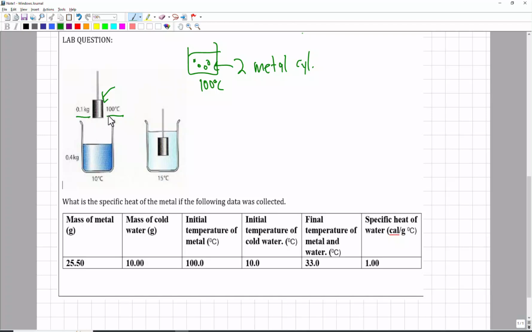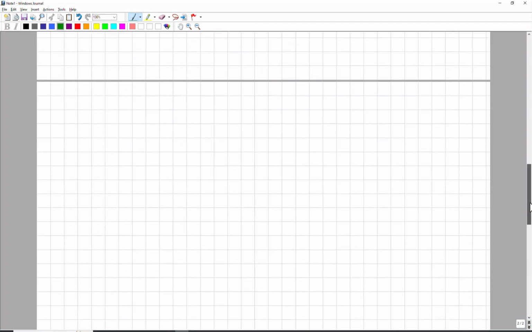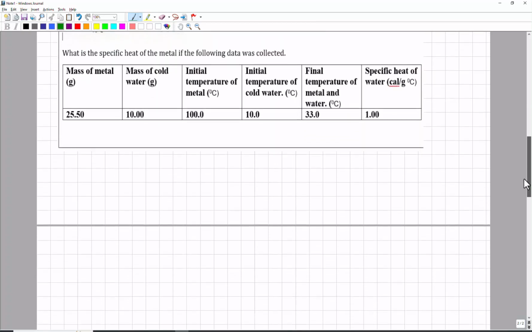So you're going to weigh it. It's 100 degrees Celsius. You're going to put it into cold water, and look what happens. The water warms up because you put something hot in it. Okay, so this is the lab that we're going to do. And this is the calculation we're going to do to get ourselves an A.